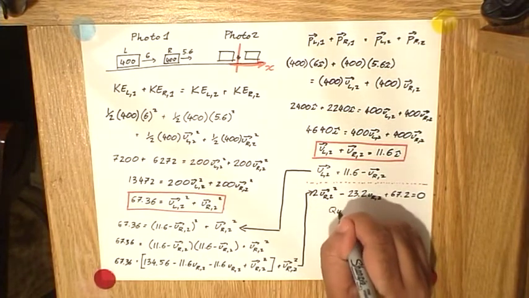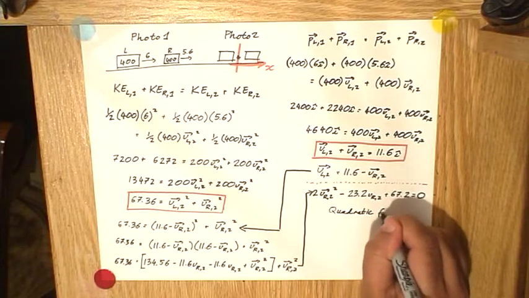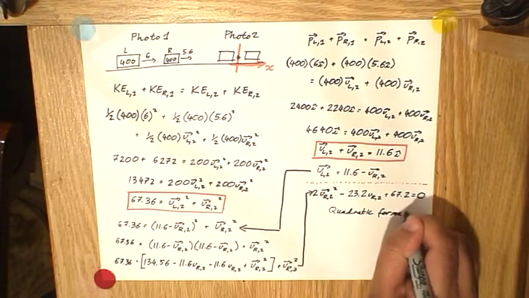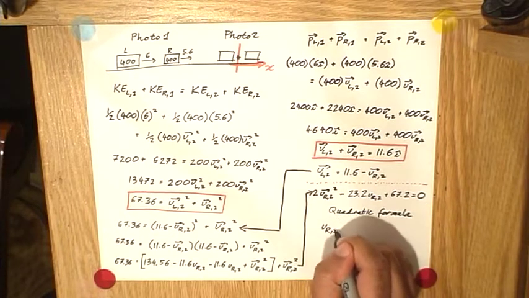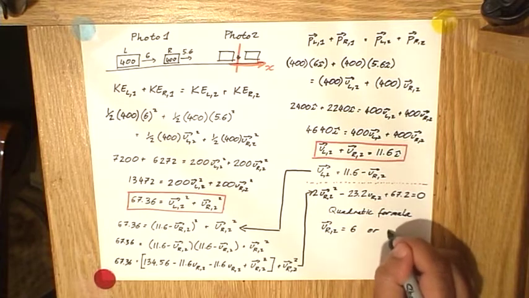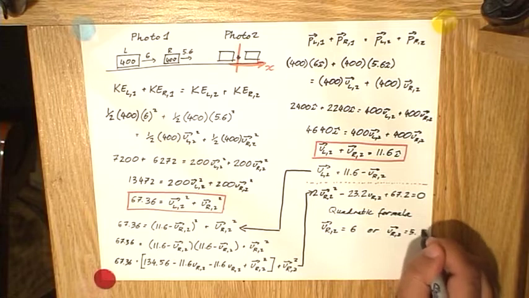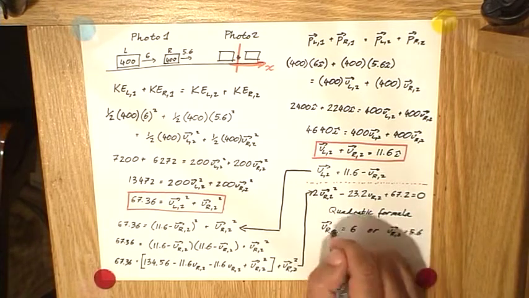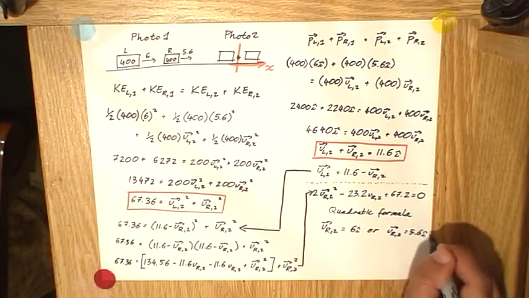So from the quadratic formula, we get VR2 equals 6 or VR2 equals 5.6. And this, of course, is how fast it's moving. This would be in the I-hat direction.